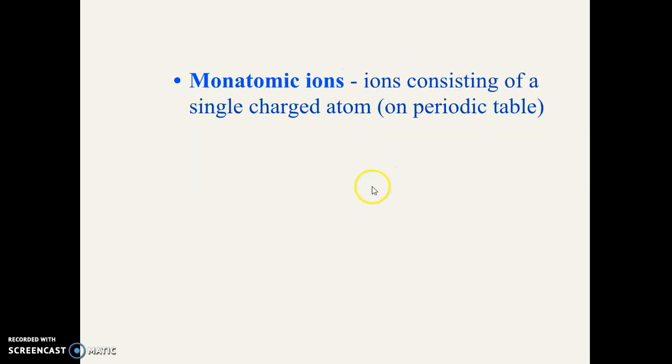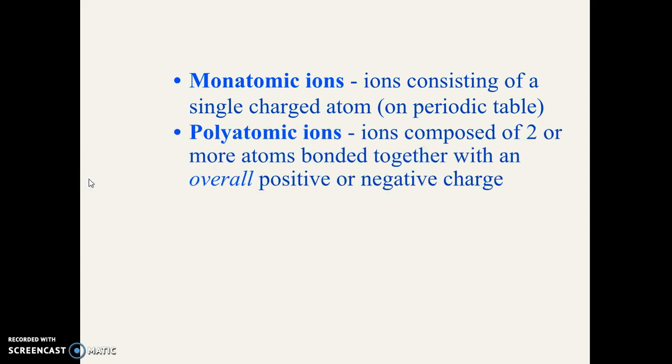So what we've been working with so far are what we call monoatomic ions. Mono means 1. So these are ions that consist of a single charged atom. These are the ones you find on the periodic table. You're only going to have a metal bonded to a nonmetal. It doesn't always work that way, though, as you see on that sheet of polyatomic ions that I gave you.